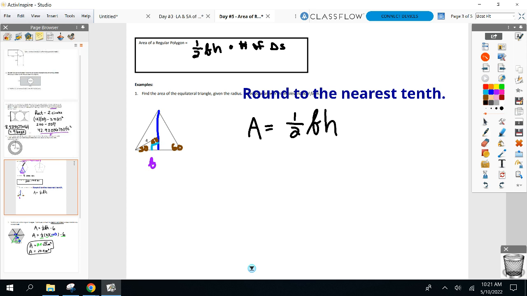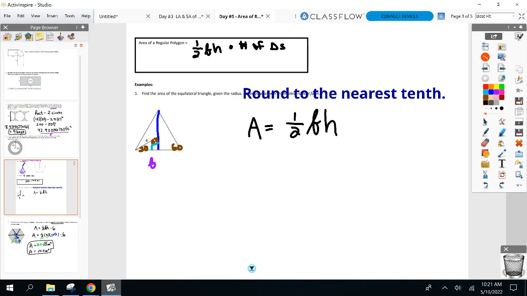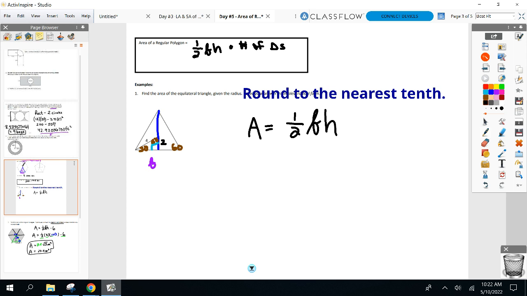Think we got it here. What's across from the 30? 9 across from the 30. Two. Meaning what's across from the 60 then? 17. 2 radical 3. Okay.